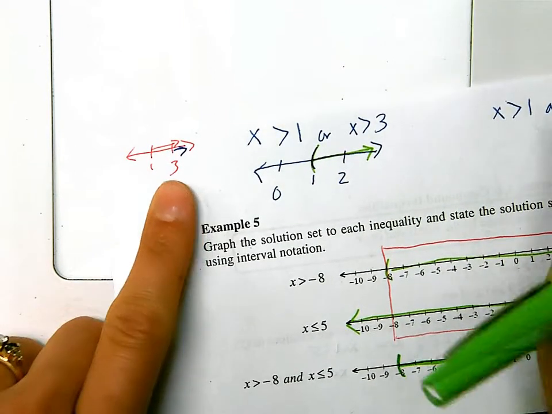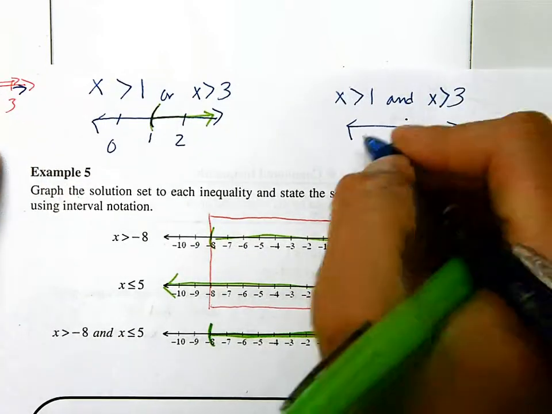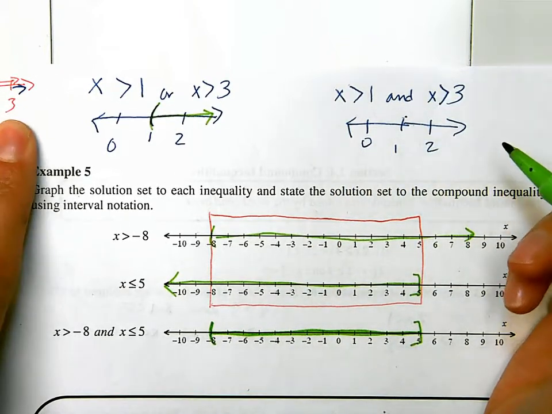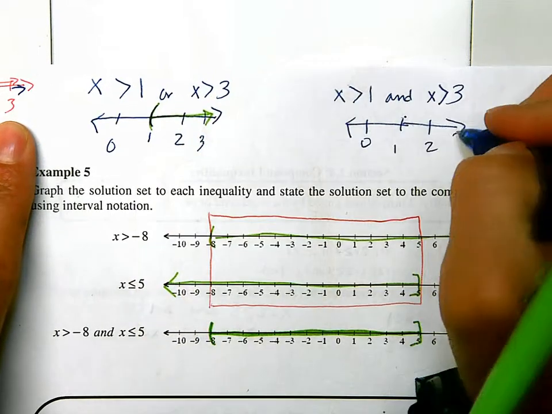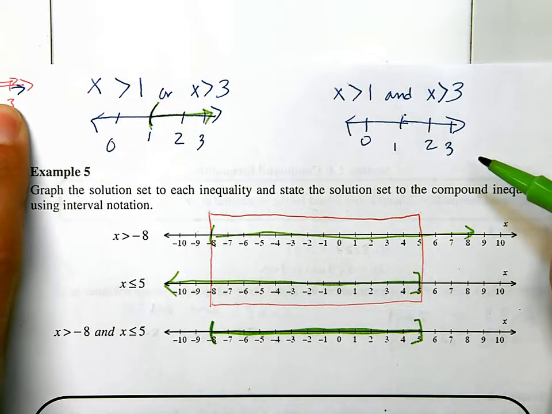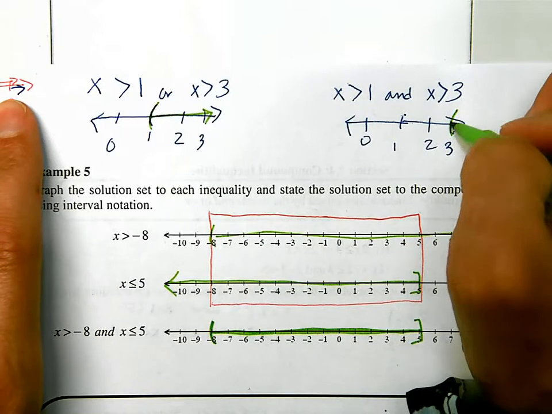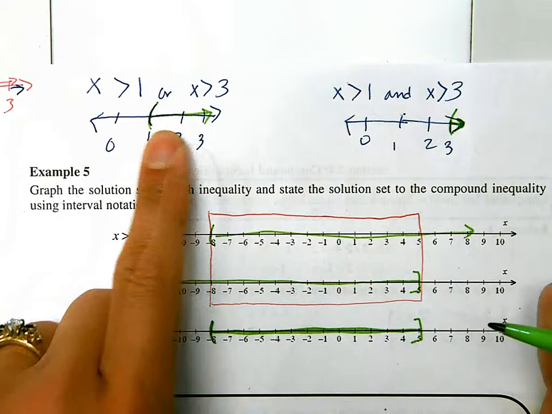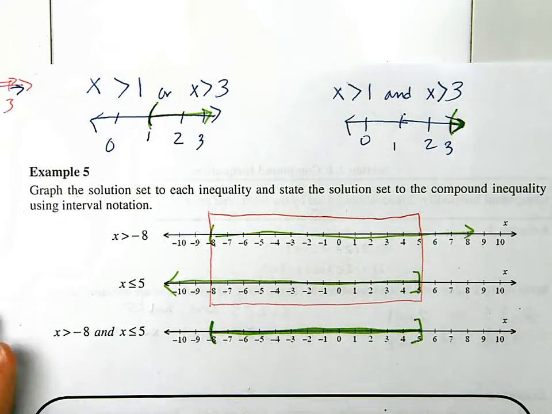As opposed to this one here, we do care. We look at where they overlap. Where do they overlap? That's the 3. From 3 on out, right? So this graph would look like this. The and only includes where they overlap. The or includes whatever, both of them.